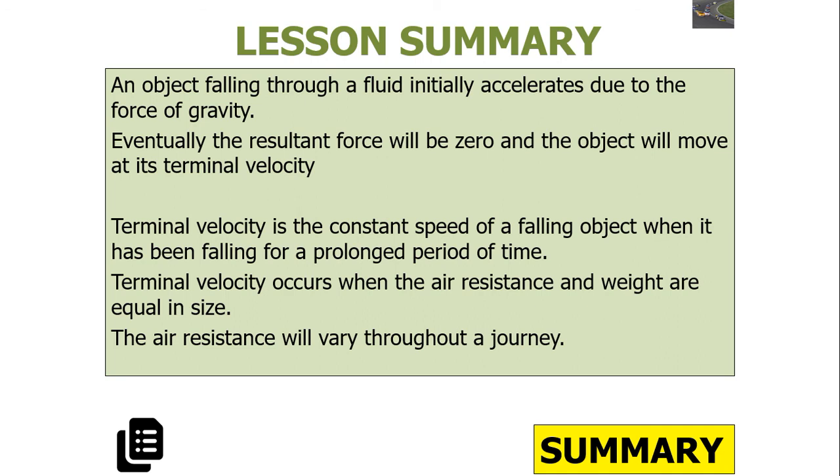Now an object falling through a fluid initially accelerates due to the force of gravity, but eventually the resultant force will be zero and the object will move at its terminal velocity, and that is the constant speed of a falling object when it's been falling for a prolonged period of time. It will occur when the air resistance and weight are equal in size, and it's the air resistance that's varying throughout the journey, not the weight.